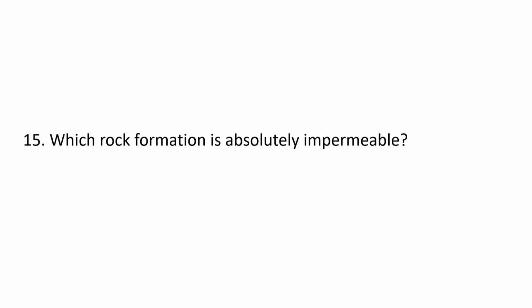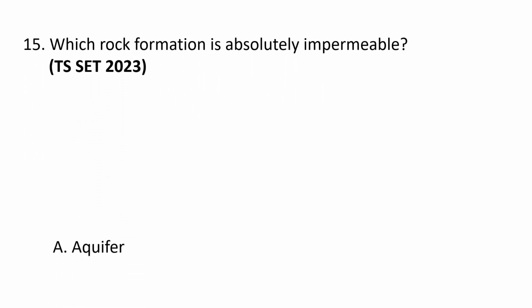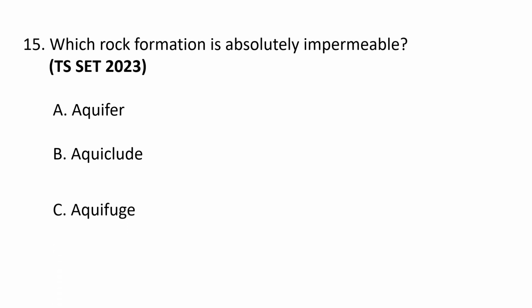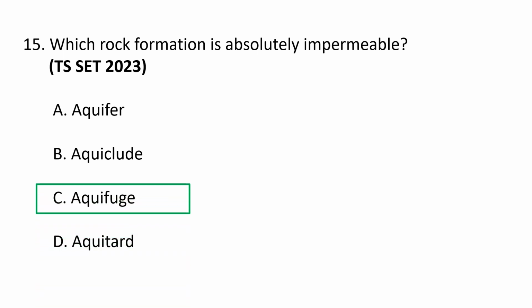Next question. Which rock formation is absolutely impermeable? A. Aquifer, B. Aquiclude, C. Aquifuse, and D. Aquitol. Naturally, aquifuse is absolutely impermeable, an absolutely impermeable unit that will not transmit any water. An aquiclude is a formation that has very low hydraulic conductivity and hardly transmits water. An aquifer is a formation which transmits and receives water. So that's why aquifuse is absolutely impermeable. C is the correct answer.